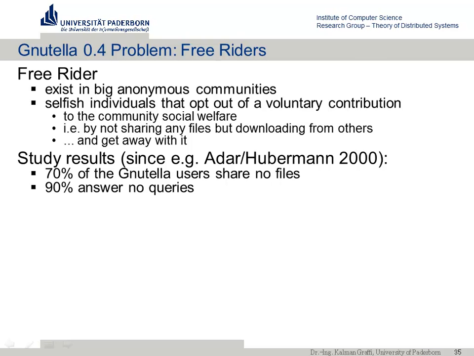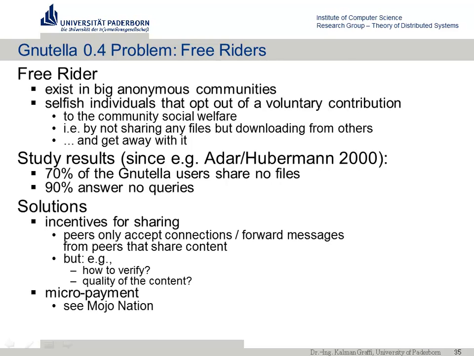You throttled the upload bandwidth that you were giving to the application. And there was a study in 2000 which said 70% of the Gnutella users share no files and 90% answer no queries. So even the 30% that share something do not answer the queries. That was really a big issue, because most of the load was then still on the back of only 10% of the nodes.